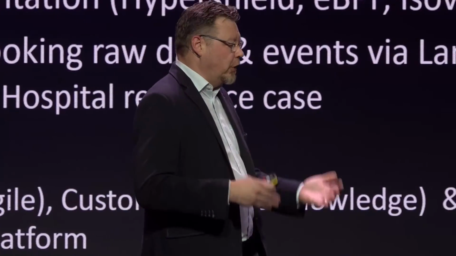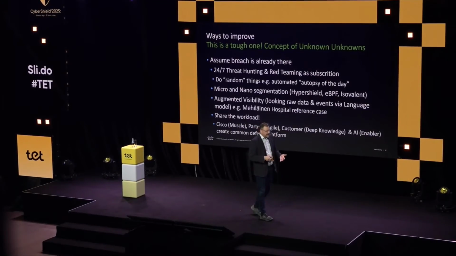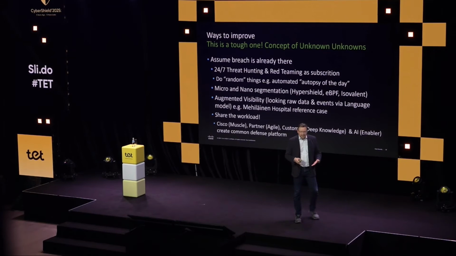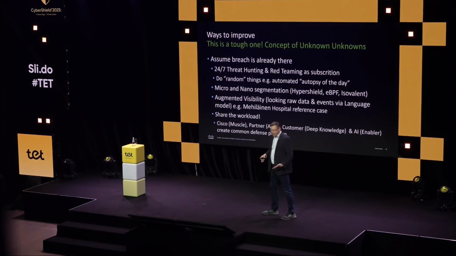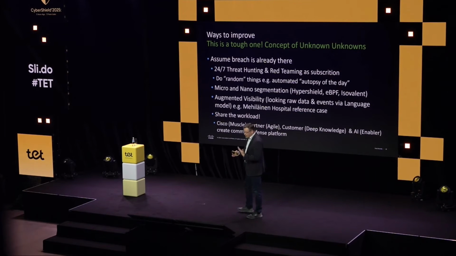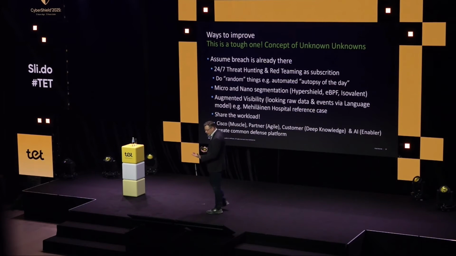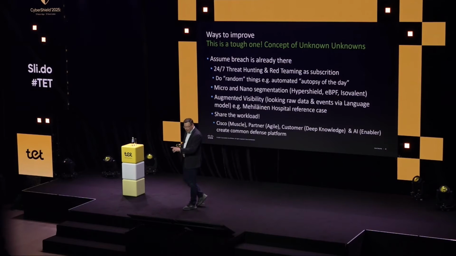So we need to move to the world where we hunt things that we don't know what to hunt. So we need to do threat hunting, but we don't know what we are looking for. We need to do all of these things that we discussed, nano and micro-segmentation, looking at identities in a different form. And that's freaking hard.